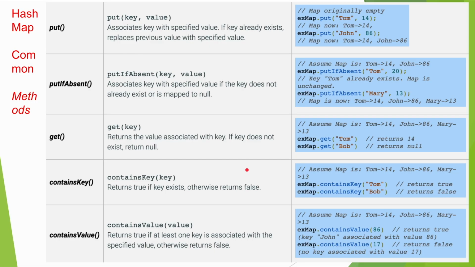Common HashMap methods. Put is used to insert the value associated to a key. So if the key already exists, it replaces the previous value. PutIfAbsent will only insert if there is no key already existing.